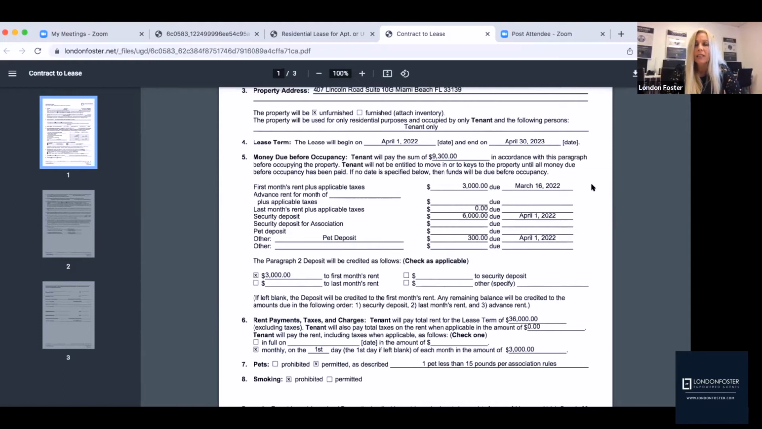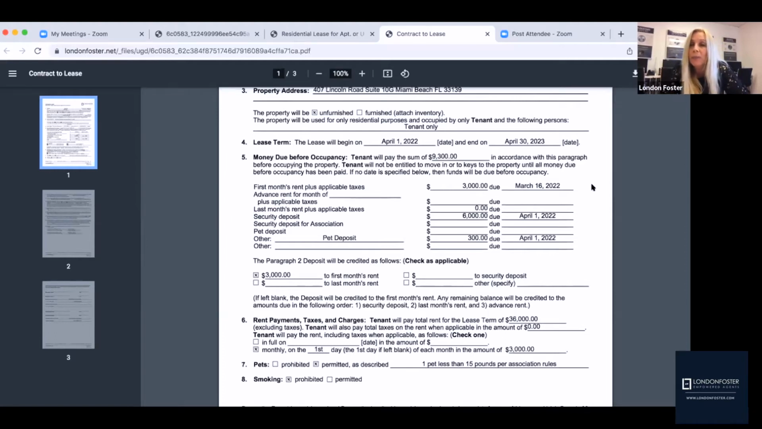Number 5, this is a really important part. It's one of the most important parts of your contract to lease: the money due before occupancy. So this form on Form Simplicity auto-populates, which means you don't have to fill in the sum of $9,300. You can go on down to first month's rent, which they've paid in advance to London Foster, the $3,000 due on March 16th. You can put that. If they're giving a last month's rent, that's what the second line is for. That's not for the first, but that's if they're giving a last month.